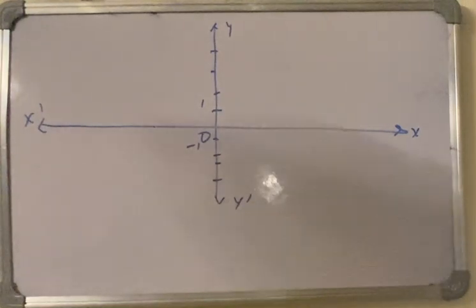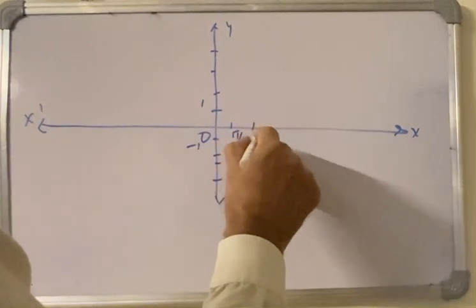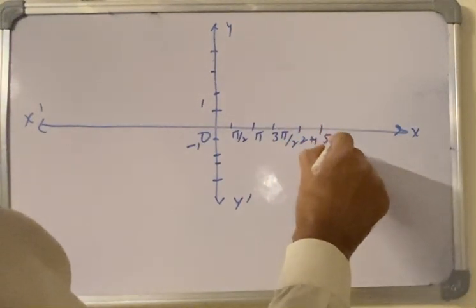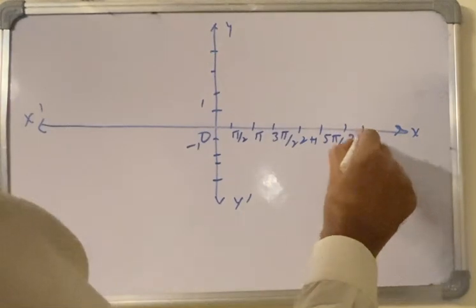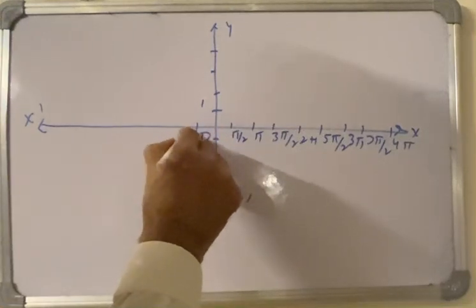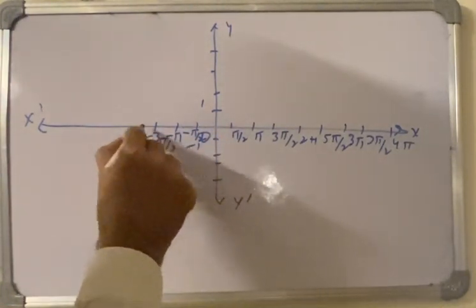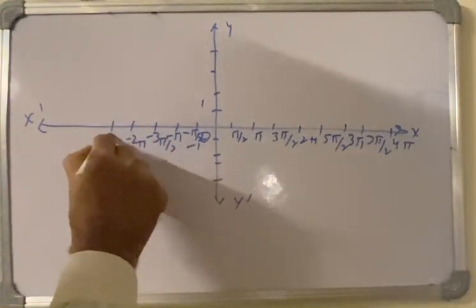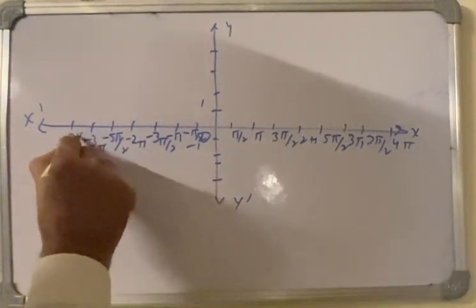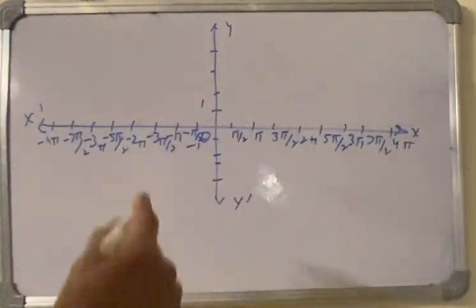Similarly, there is 0, pi by 2, pi, 3 pi by 2, 2 pi, 5 pi by 2, 3 pi, 7 pi by 2, 4 pi. Similarly on this side, minus pi by 2, minus pi, minus 3 pi by 2, minus 2 pi, minus 5 pi by 2, minus 3 pi, minus 7 pi by 2, minus 4 pi.